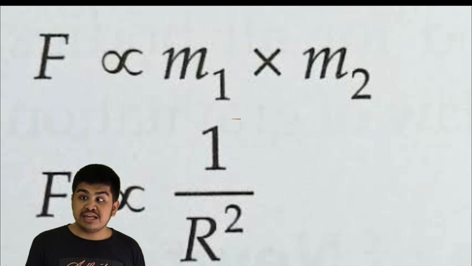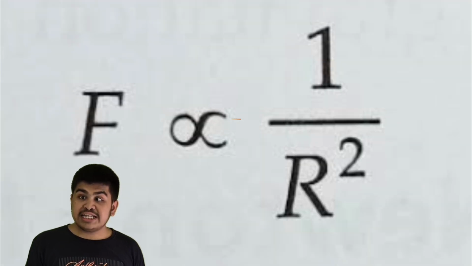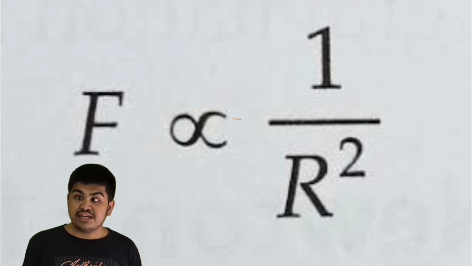Directly proportional means that if a quantity increases, then the other quantity will also increase, and vice versa, which means that if the mass increases, then the gravitational force will also increase, and if the mass decreases, then the gravitational force will also decrease. But it is not the same with the distance, r square. If the distance increases, it is inversely proportional. So if the distance increases, then the gravitational force will decrease, and if the distance decreases, then the gravitational force will increase. Now with these two relations, we will see the formula.